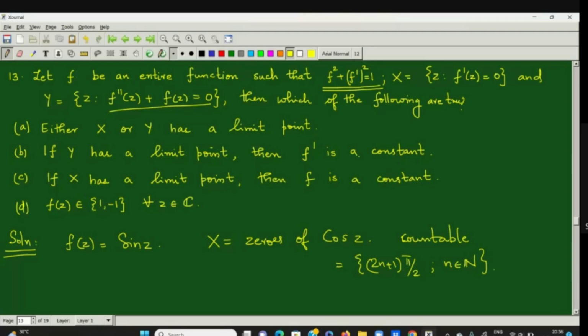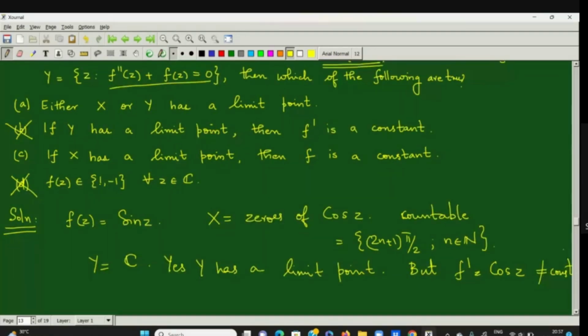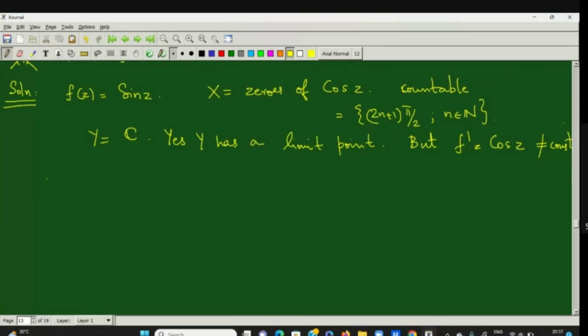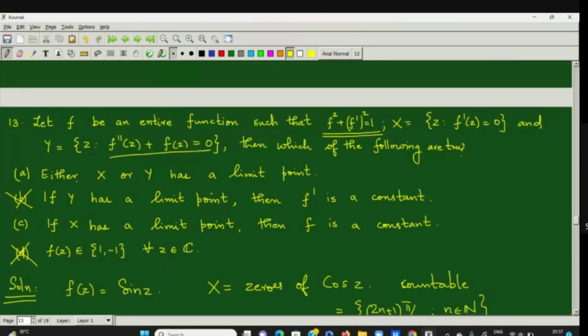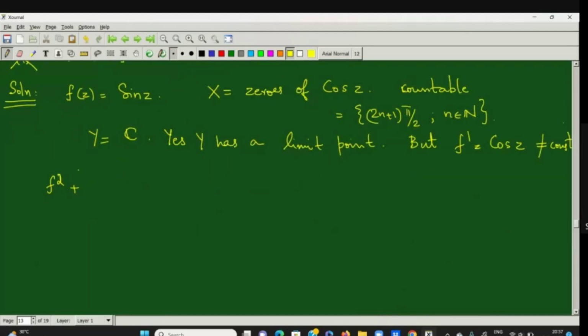But f dash is a constant? No, f dash is actually cos z, which is not equal to a constant. Means B is wrong. Now, f z is always between 1 and minus 1? The range of sin z is the entire C. So this is also wrong. Now what we have to prove is that A and C are true. Now we have f squared plus f dash squared is 1.